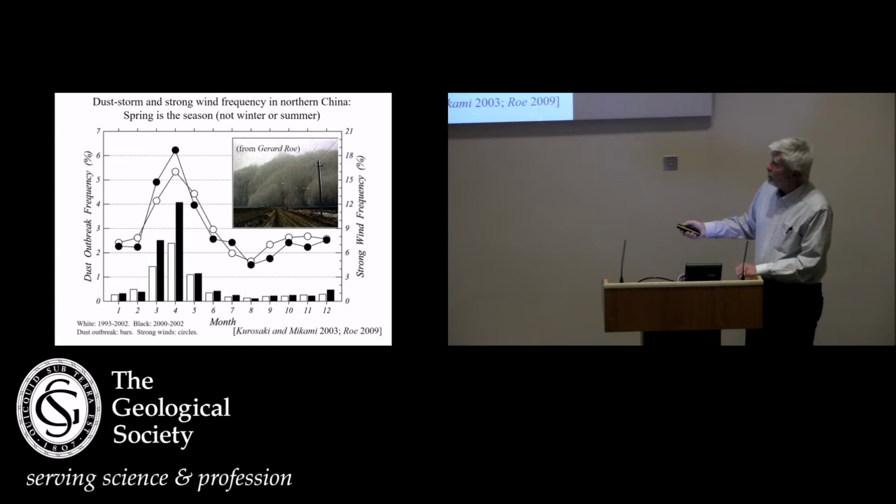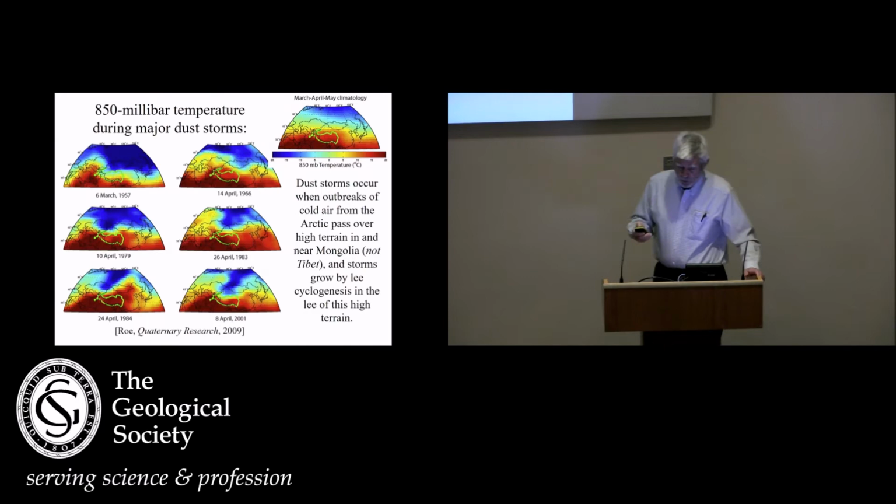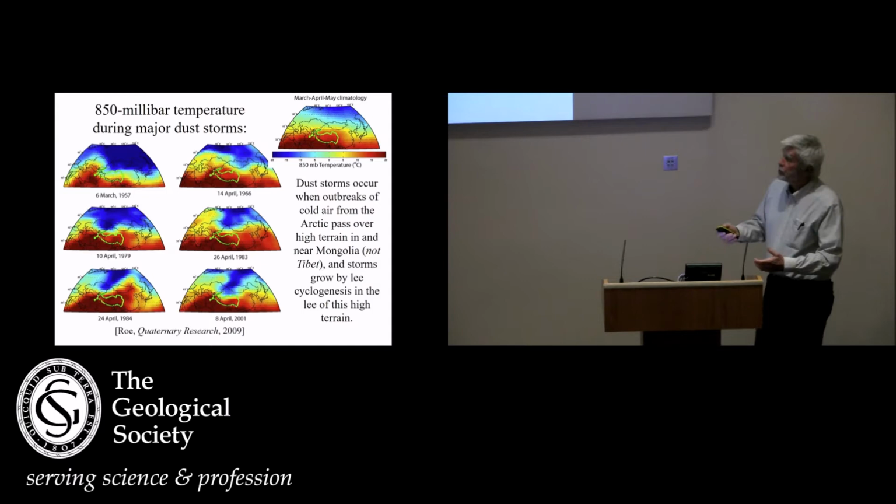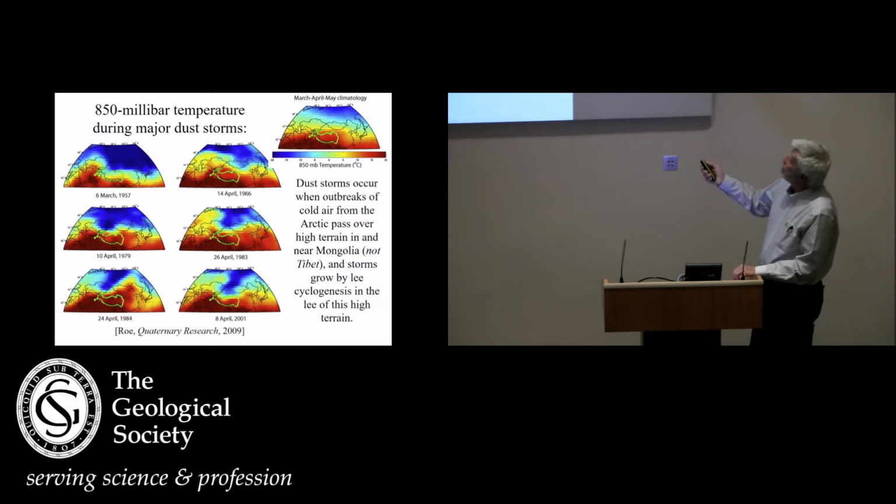So now I'm going to draw on work of Jerry Roe, who argues that what's going on is lee cyclogenesis. But before I get there, let's look at this map first. Tibet is outlined in here. There's Mongolia. The Loess Plateau would be over here. This is the March, April, May climatology, the March, April, May average temperature at 850 millibars. That's about a kilometer and a half up in the atmosphere. And you'll all be surprised to see it's cold near the poles and it's warm down here near the equator.